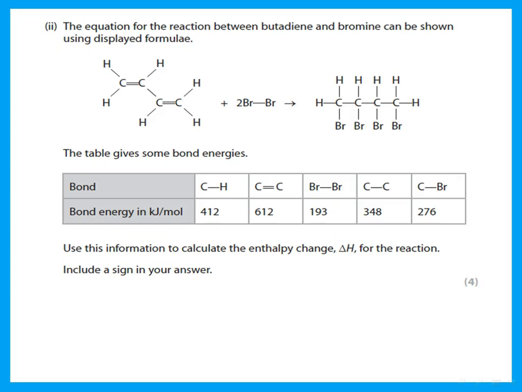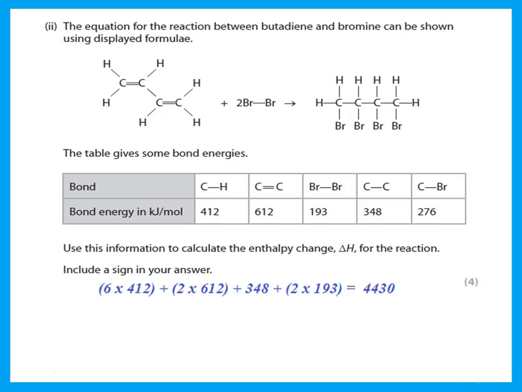The reactants will break down and form products. Now, when the bonds form in the products, they release energy. So the overall delta H is actually the bonds in the reactants minus the bonds in the products. So let us take a look at this.